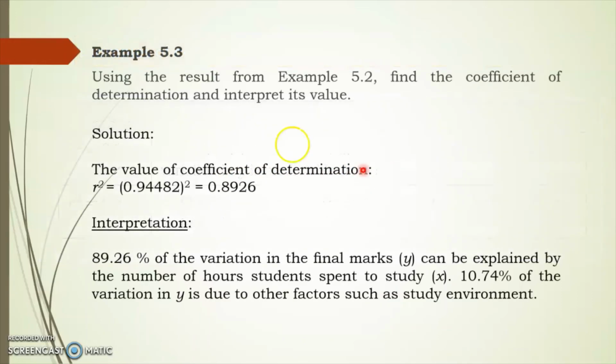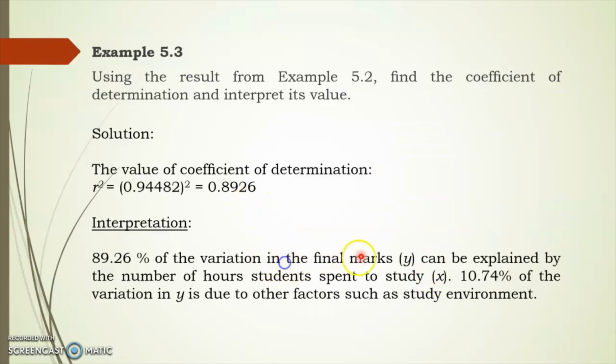Let's go straight to an example. Using the result from the previous example, find the coefficient of determination and interpret its value. So simply square the correlation coefficient, 0.9448 square, and you will get 0.8926. So how to interpret this 0.8926? You just multiply by 100 to get the percentage. So 89.26% of the variation in the final marks can be explained by the number of hours students spend to study. Full stop. That's it. That is how to interpret this R square value.